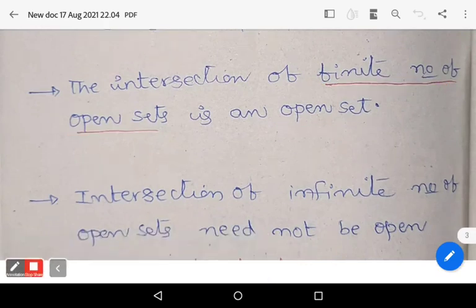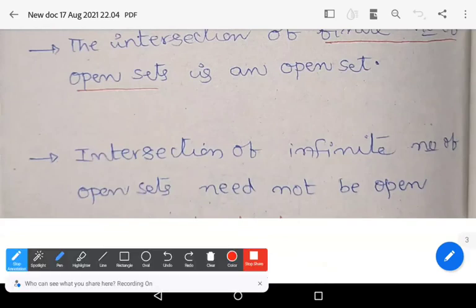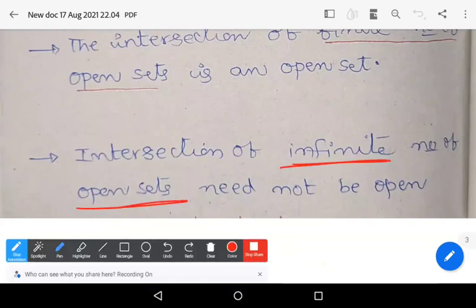Yes, let us see the next property, which is important. The intersection of an infinite number of open sets need not be an open set. So remember that these are the properties of open sets. In another video, we will prove some properties of open sets.